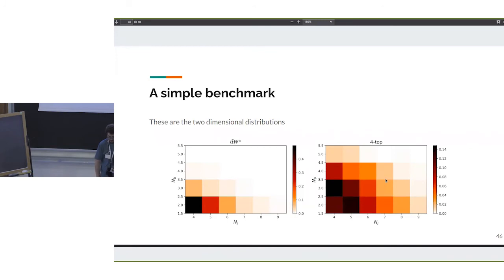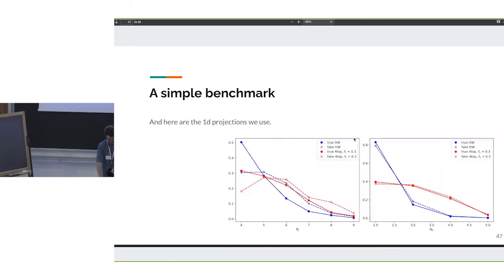So these are the two-dimensional distributions for TTW and for 4 tops. We see at this stage that there is some violation of conditional independence, which comes especially for 4 tops because of imperfect b-tagging, but we can check whether this is a problem for the model or not. We'll check it later. And here are the one-dimensional projections that we use.